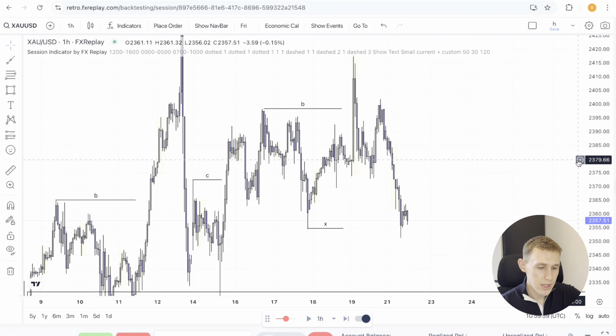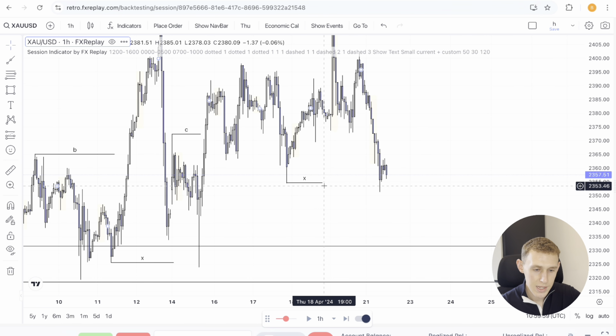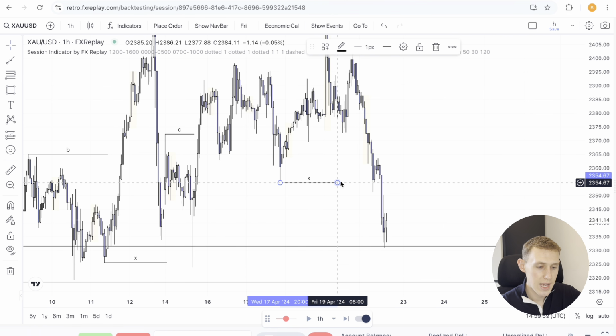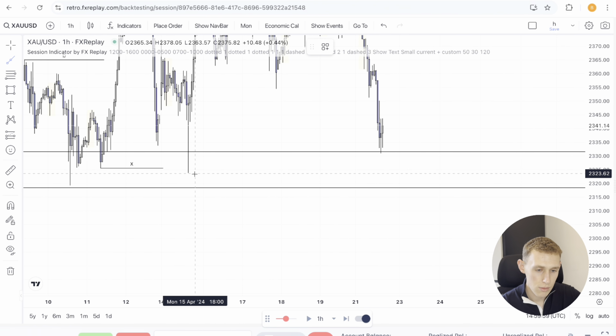Cool, so it does look like price is still bearish here. We've got quite a lot of momentum coming in, but let's see how it reacts to this low. Yeah, there we go, so it closes straight below. What we can look for now is for price to head towards the next liquidity level, which is very obviously this one right here.